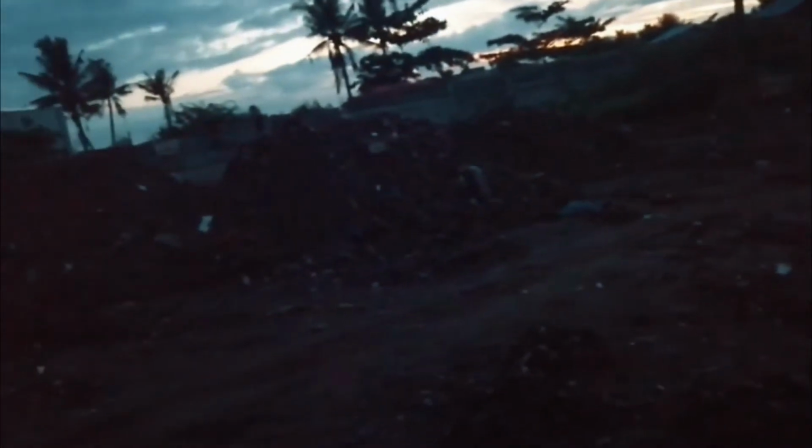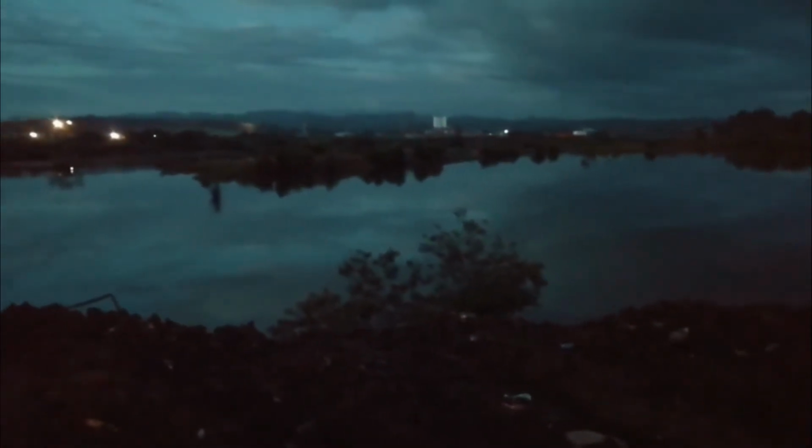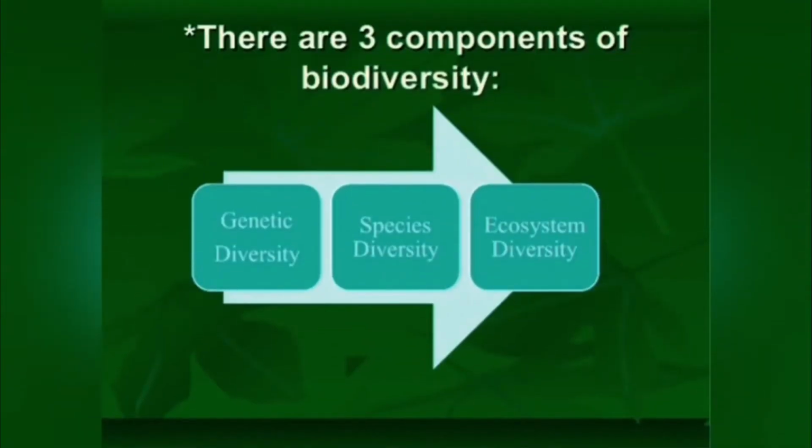Today what you can see is a certain environment. Well, it's a little bit damaged and such, and this activity that is going on in here. So biodiversity has three components: genetic diversity, species diversity, and finally ecosystem diversity.